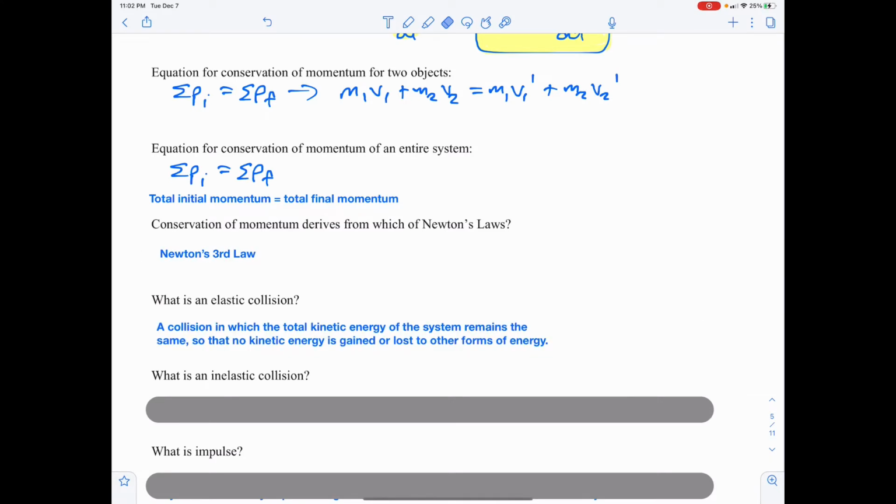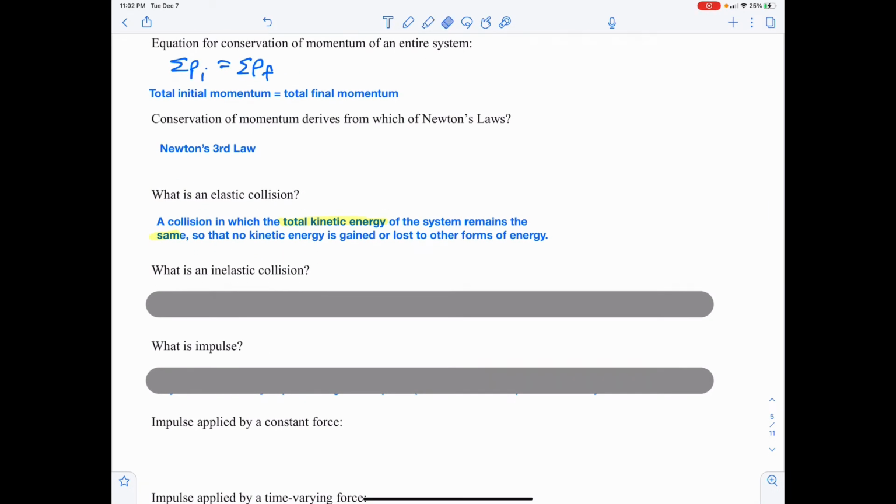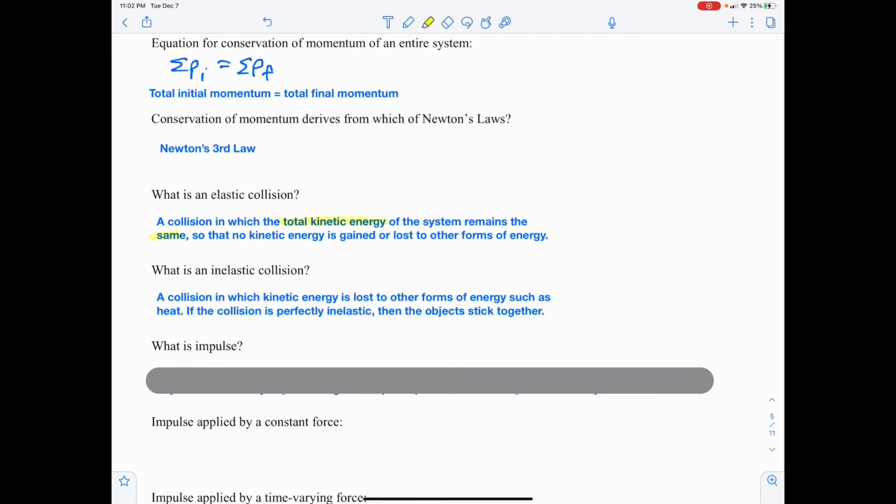An elastic collision is one in which the kinetic energy also is conserved. No kinetic energy is lost. In an inelastic collision, you do have kinetic energy lost. Now, in a perfectly inelastic collision, your objects are going to stick together.